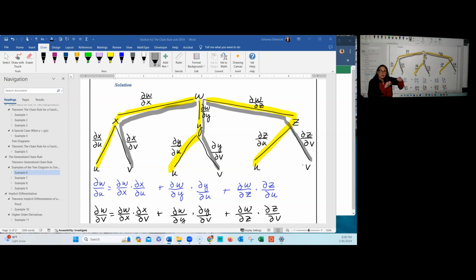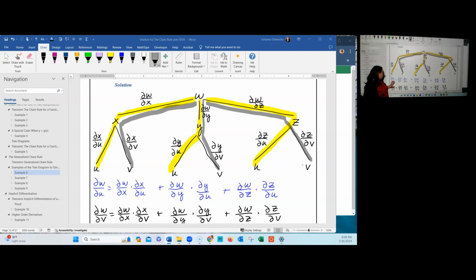Because w has multiple branches leading from it, all of its branches carry the partial derivative notation. This is the partial of w with respect to x, the partial of w with respect to y, and the partial of w with respect to z. Because x, y, and z all have two branches leading from them, they are also functions of multiple variables, so all of their branches also carry the partial derivative notation.